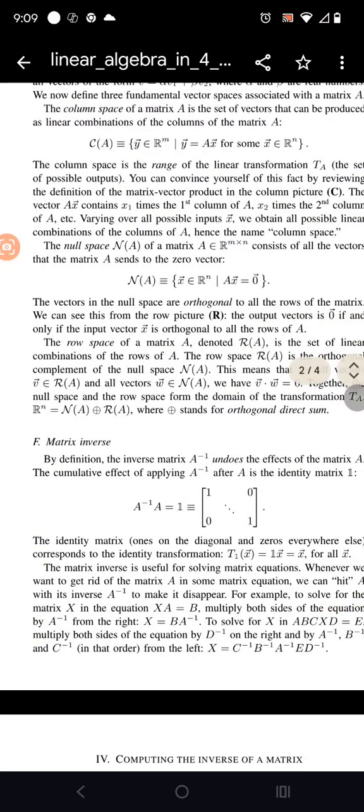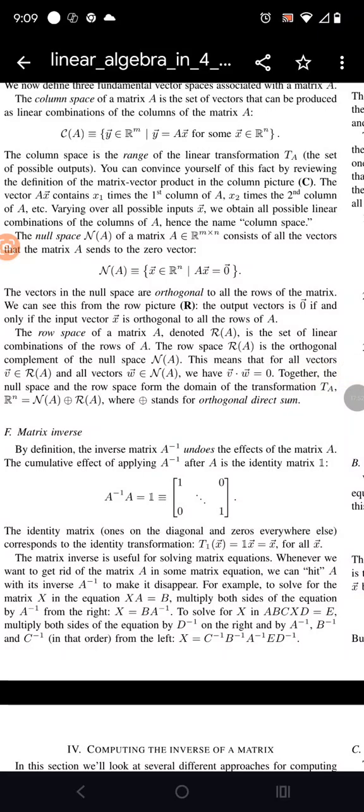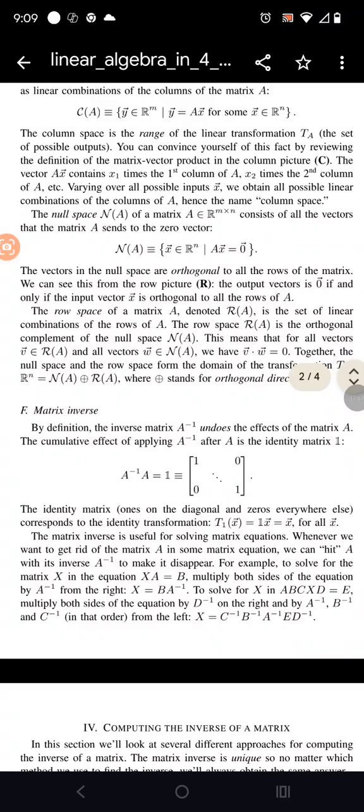Then we have the inverse of a matrix, such that A inverse times A equals the identity matrix I, where all the values along the diagonal are 1, otherwise 0. So T1x equals 1x, Ix is x. Identity transformation. Okay. The matrix inverse is useful for solving matrix equations. Whenever we want to get rid of the matrix A in some matrix equation, we can hit A with its inverse, A inverse, to make it disappear.